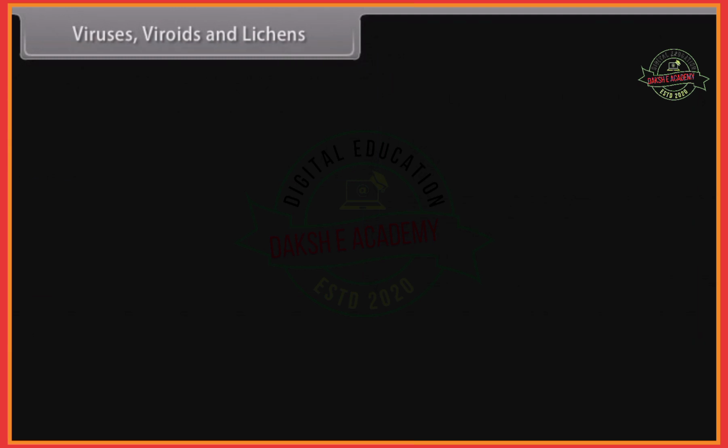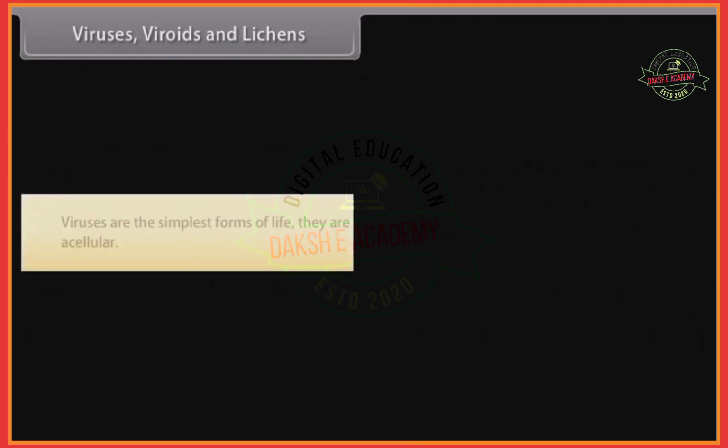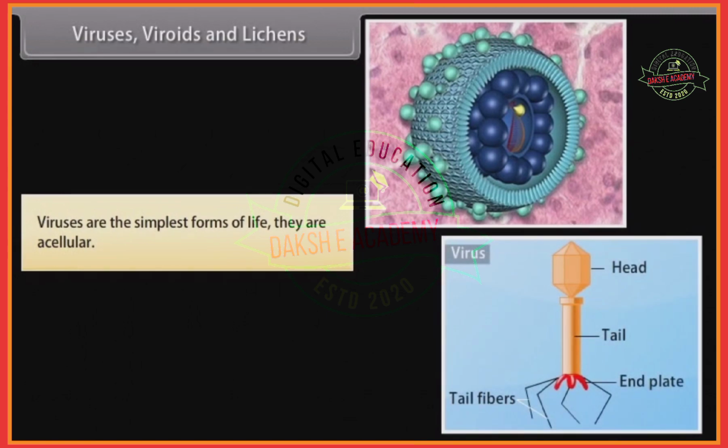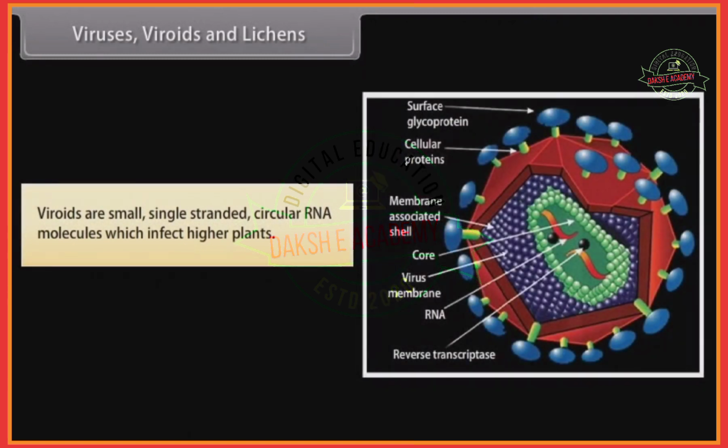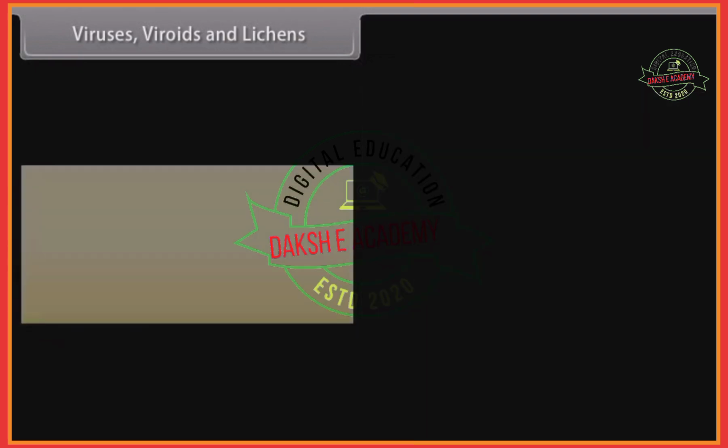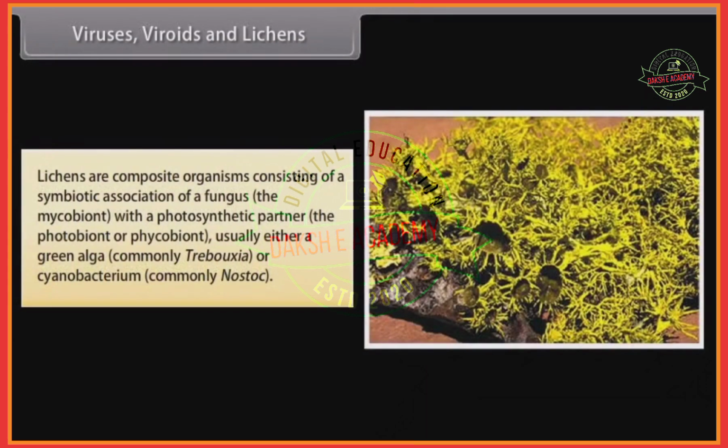Viruses, viroids and lichens. Viruses are the simplest forms of life. They are acellular. Viroids are small single-stranded circular RNA molecules which infect higher plants. Lichens are composite organisms consisting of a symbiotic association of a fungus, the mycobiont, with a photosynthetic partner, the photobiont or phycobiont, usually either a green algae, commonly Trebouxia, or cyanobacterium, commonly Nostoc.